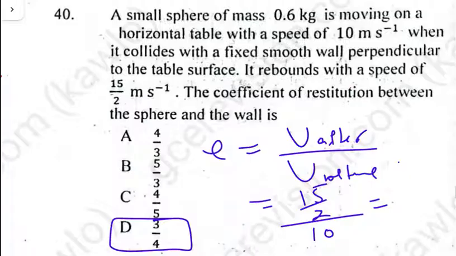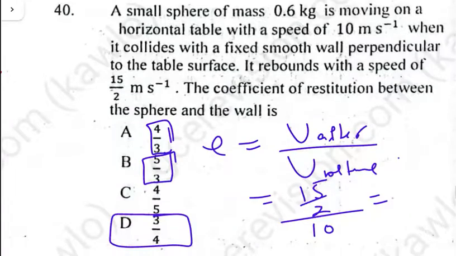Some of these answers we can just eliminate, like 5 on 3 and 4 on 3. These two are funny because they are already greater than 1. It would be difficult for the velocity after to be greater than the velocity before in the equation of restitution.